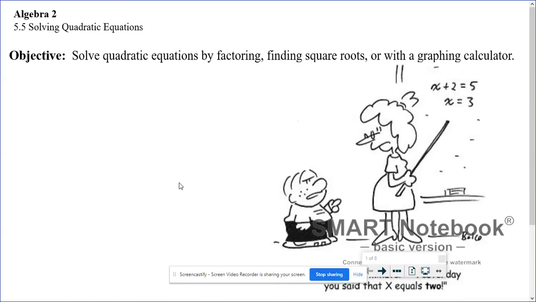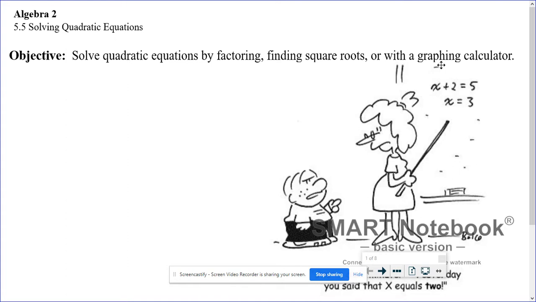Welcome to lesson 5.5. The objective is we're going to solve quadratic equations. So all that factoring practice is one of the ways we're going to use to solve. The other two, well, finding square roots is one. That's actually the first one we're going to look at in examples, and then by graphing them. So using a graphing calculator or a graphing website. And I'll show you all about that as well.